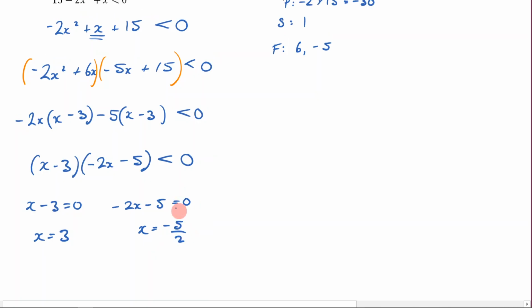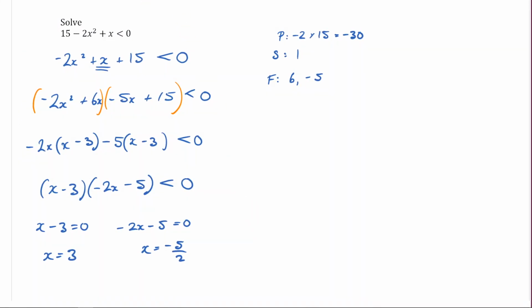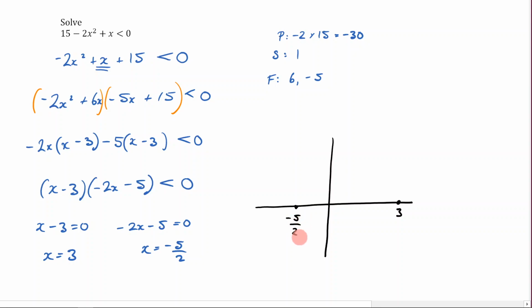Then once I've got that, I can give this thing a sketch. Remember, we just want a quick sketch to help us out here. This thing does not have to be pretty. So I'm going to come here, draw me some axes. Now I've got my one intercept at 3, and then another one at negative 5 on 2. Then you have to think about the concavity of this thing.